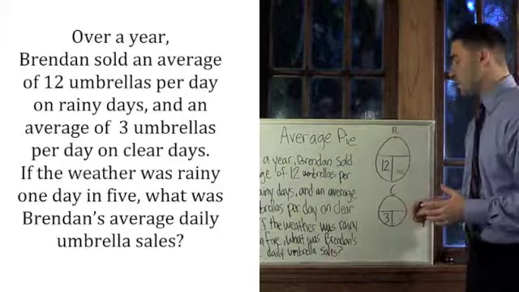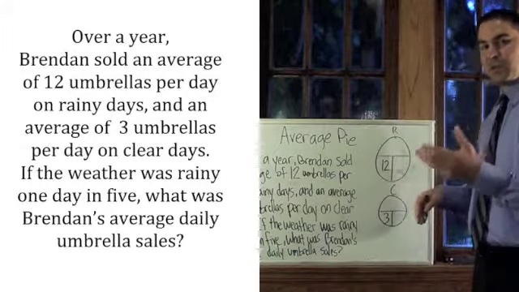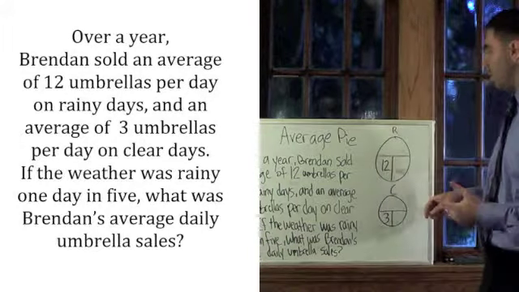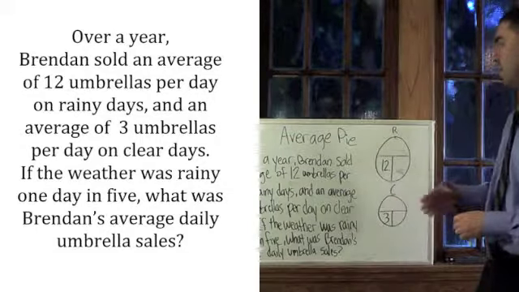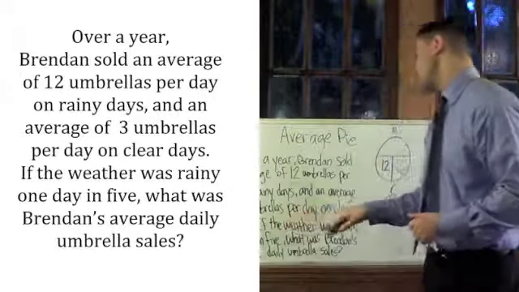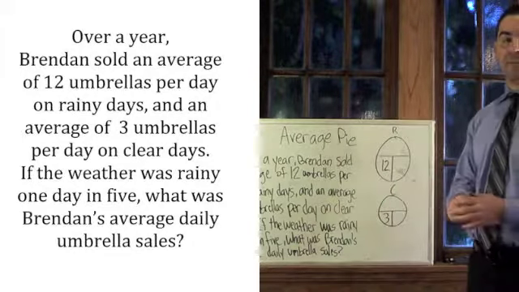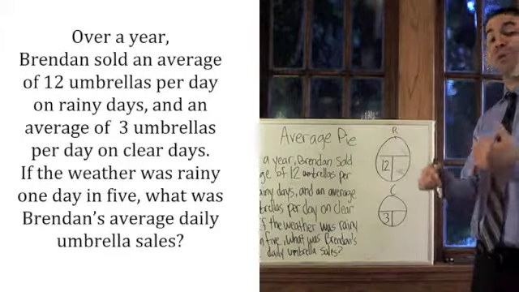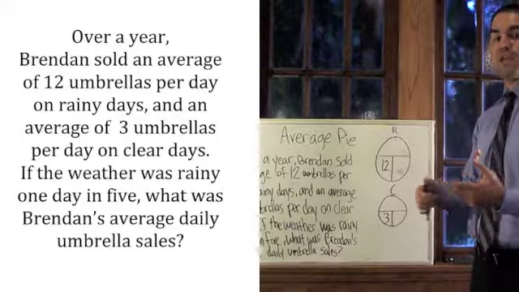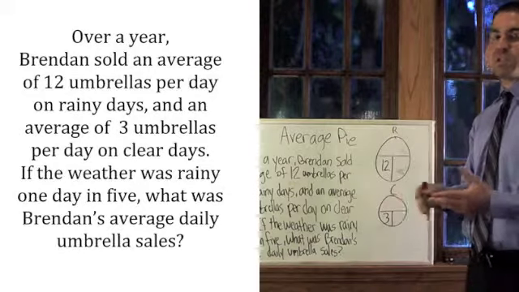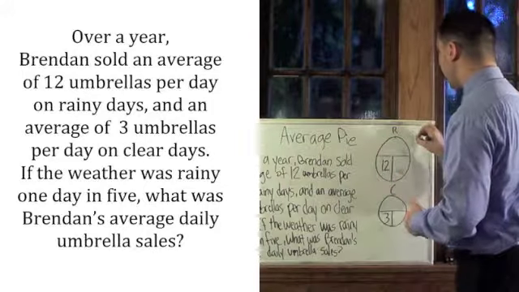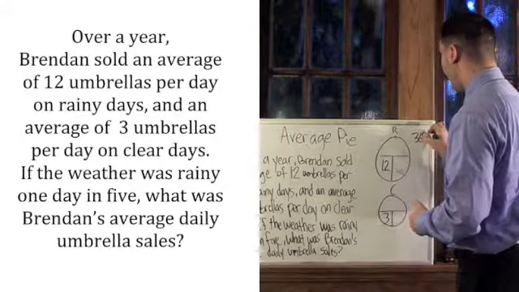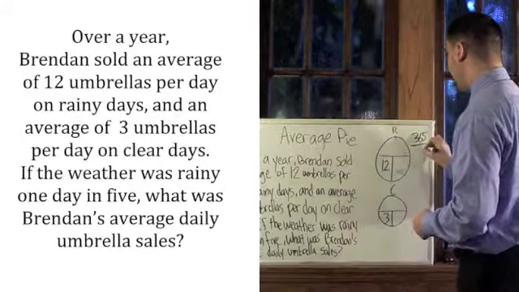Now, it seems like we don't have enough information, but we just have to be a little bit clever and realize that we do. What we're missing is the number of days that were rainy and the number of days that were clear. But it says the weather was rainy 1 day in 5, meaning 1/5 of the time out of the 365 days, it was raining. So all we need to do is simple division. To find the number of days that were raining, we simply do 365 divided by 5.